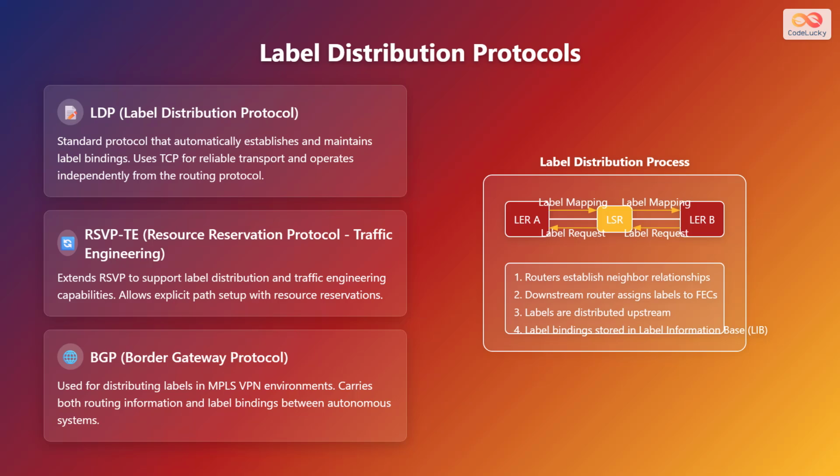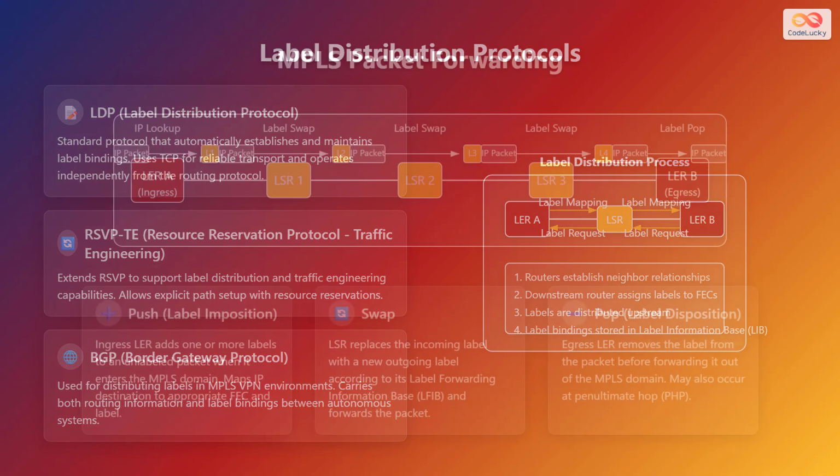Lastly, we have the Border Gateway Protocol or BGP, which is used for distributing labels in MPLS VPN environments. It carries both routing information and label bindings between autonomous systems. The label distribution process begins with routers establishing neighbor relationships, followed by downstream routers assigning labels to forward equivalence classes, or FECs. These labels are then distributed upstream, and the label bindings are stored in the Label Information Base, or LIB.